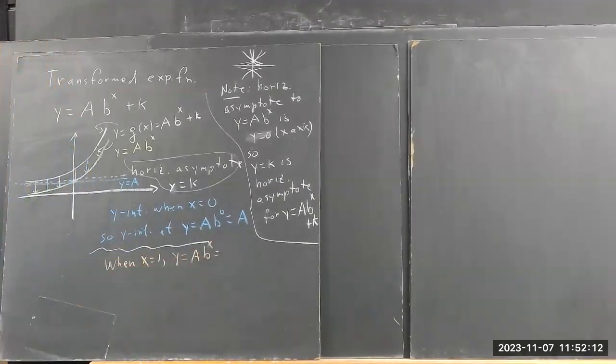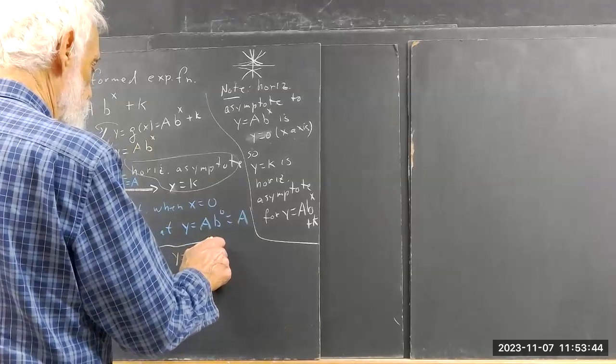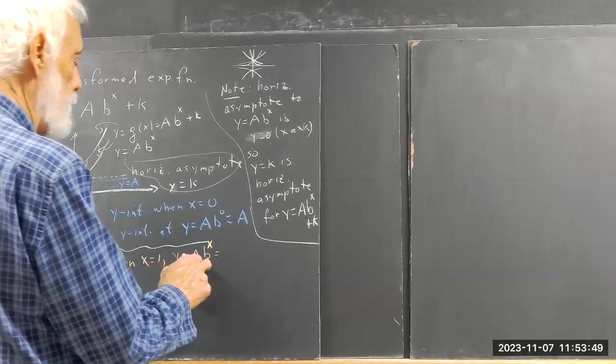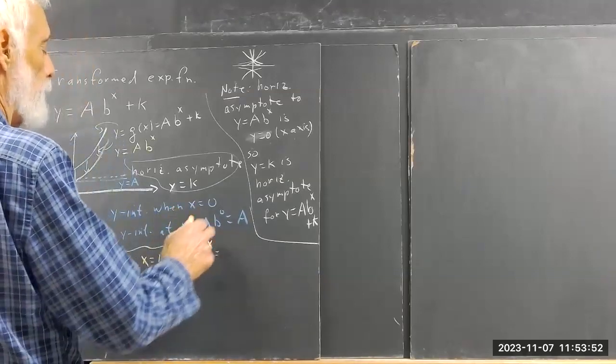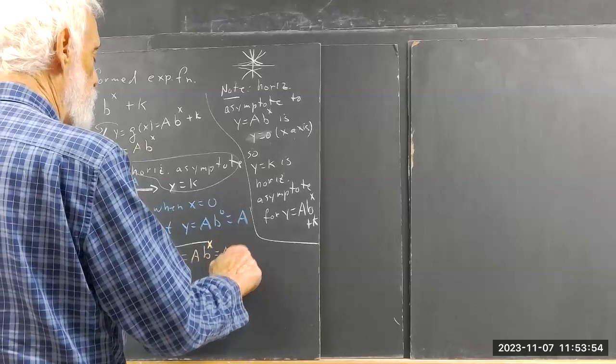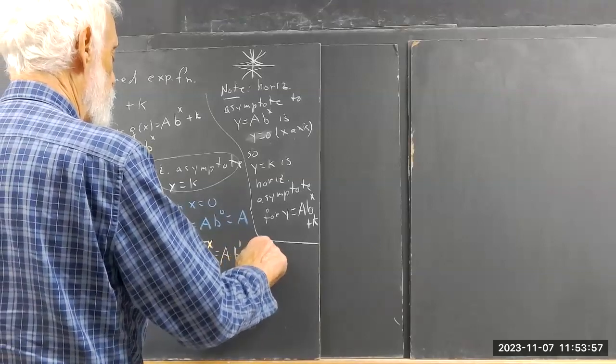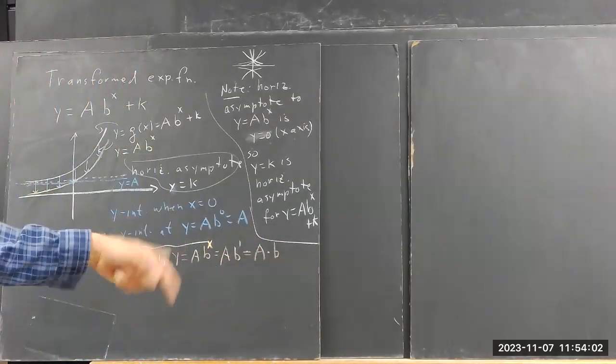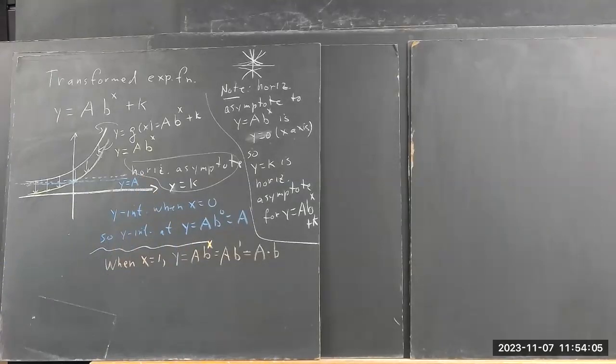When x equals 1, what is y equals ab to the x equal to? Well, if x equals 1, then y equals a b to the 1, which is just a times b. And I put a little dot in there to indicate the multiplication, so we don't read that as m.